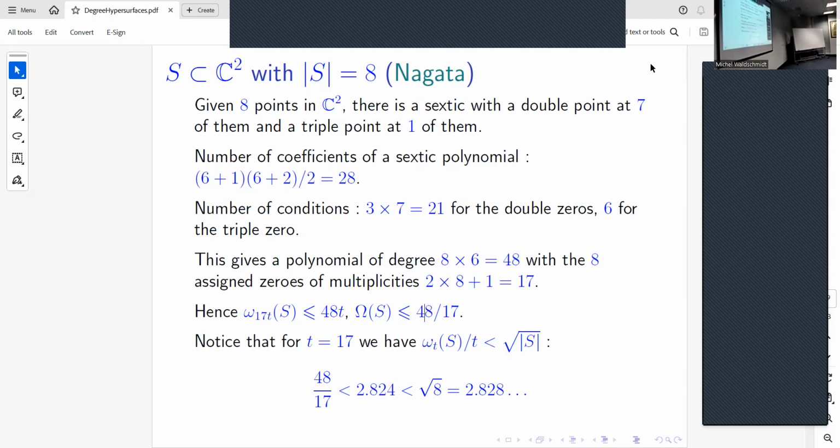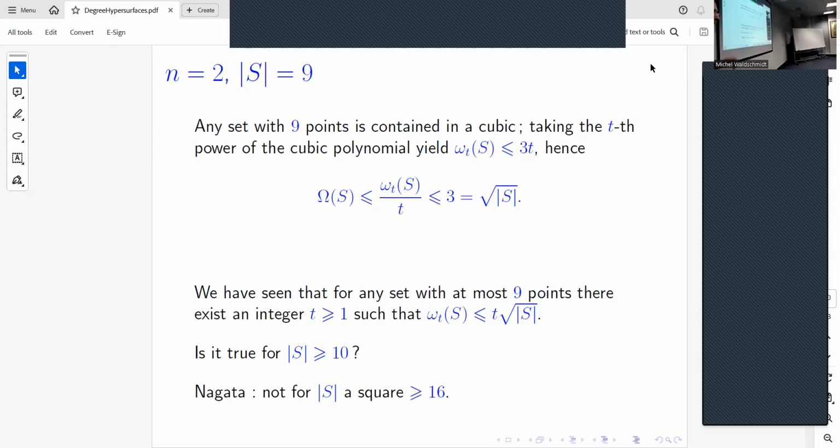Okay, I will not continue for a long time. I just go for 9 points. 9 points is easy because with 9 points you have a cubic. You take the t-th power of the cubic, and you have omega t over t, which is 3. So the conclusion of this is that for each set S with at most 9 points, there is an integer t so that omega t is less than t squared. I give an example for each of them, and the complicated one was given by Nagata.